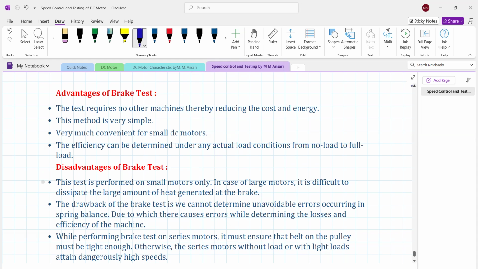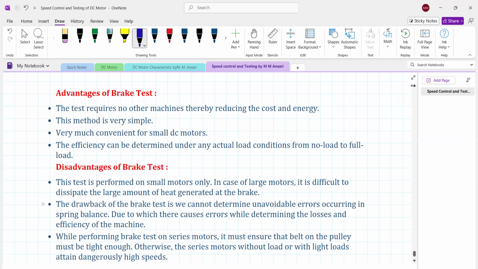Whereas if the motor is 100 hp or 50 hp, the power will not be available, or it requires a large amount of power, and that power is going to be wasted as heat generated around the mechanical loading arrangement. So a large motor cannot be tested by this method, and if it is possible, it requires a large amount of power as well as a large mechanical loading arrangement.